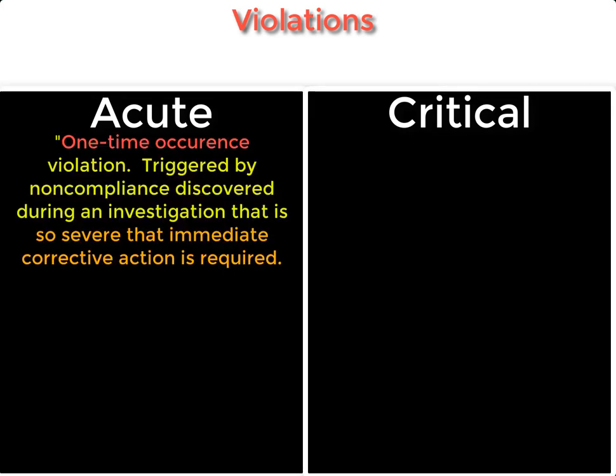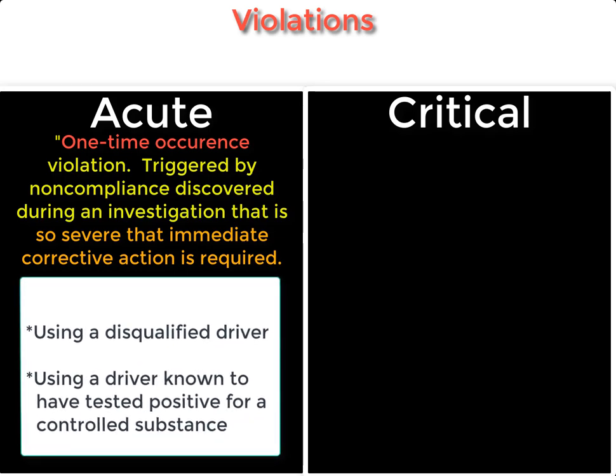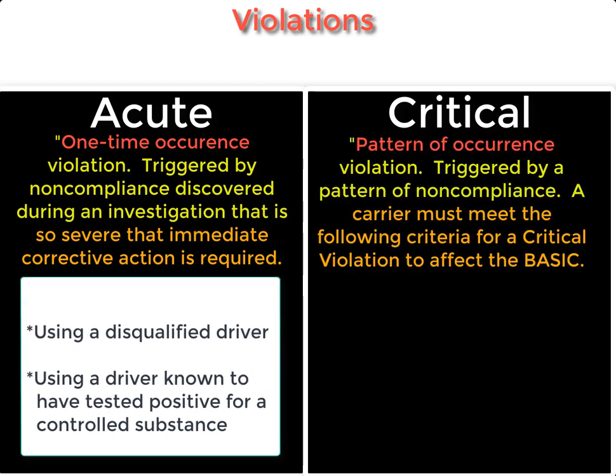An acute violation, also known as a one-time occurrence violation, is triggered by noncompliance discovered during an investigation that is so severe that immediate corrective action is required. Examples of acute violations are using a disqualified driver or using a driver known to have tested positive for a controlled substance.